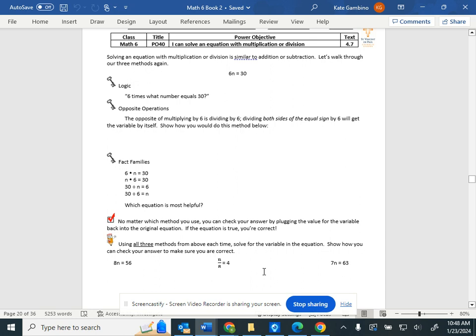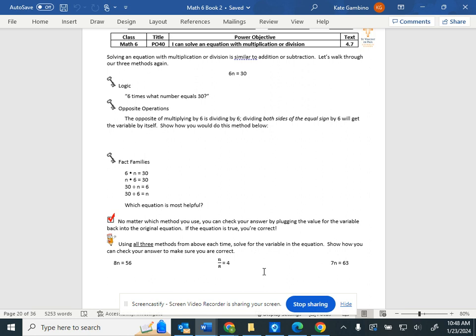Good morning. Today we are continuing those one-step equations. This time, instead of adding and subtracting, we're using multiplying and dividing. We know adding and subtracting are opposites of each other, and multiplying and dividing are opposites of each other. We're going to follow the same logic that we did yesterday. What we do to one side of the equal sign, we do to the other side of the equal sign.